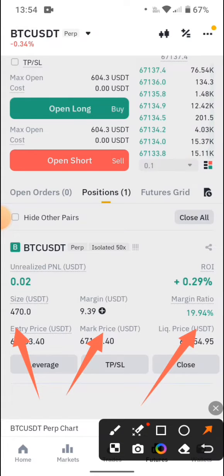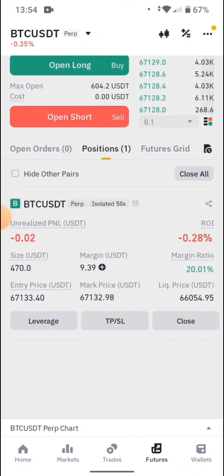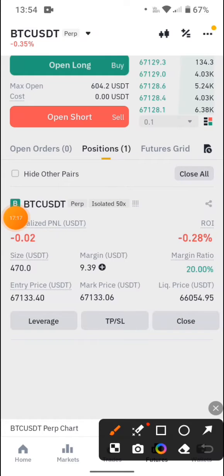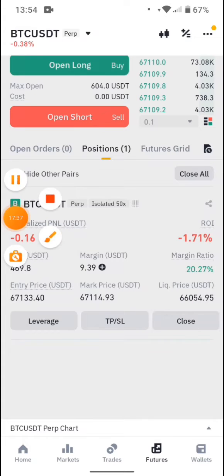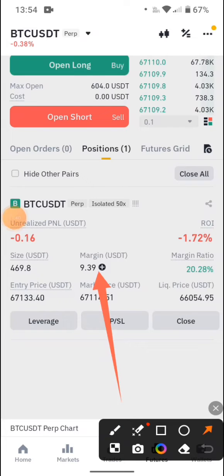This price you are seeing here is the liquidation price. I want you to pay attention to this one. So what does liquidation mean? Liquidation price basically means we predicted that the price of Bitcoin is going to go up. We are buying. Now if Bitcoin fails to go up and drops down to this particular price, 66054.95, we are going to lose our money. We are going to lose this 9.39 USDT. That's basically what this means.